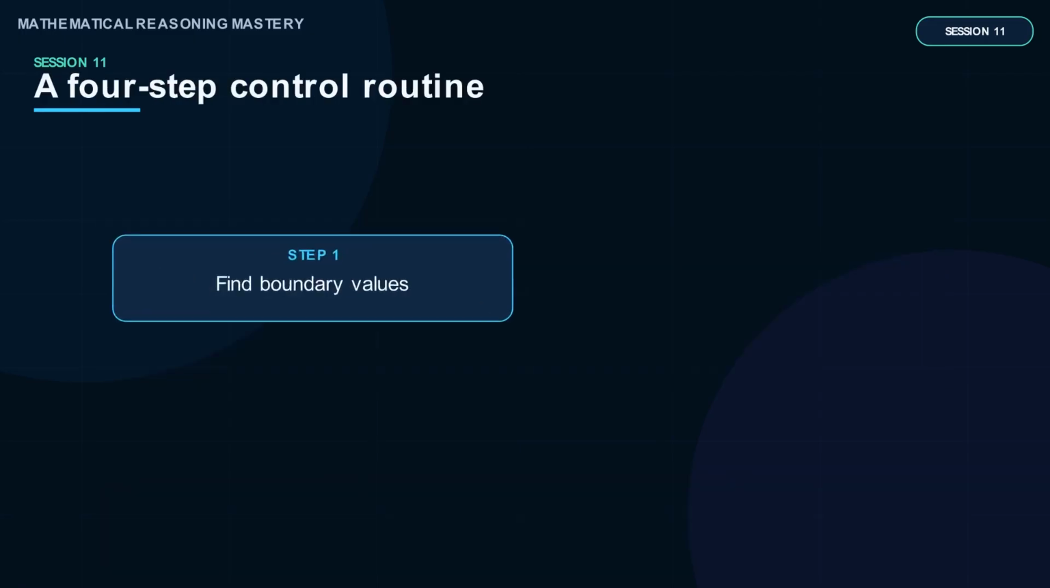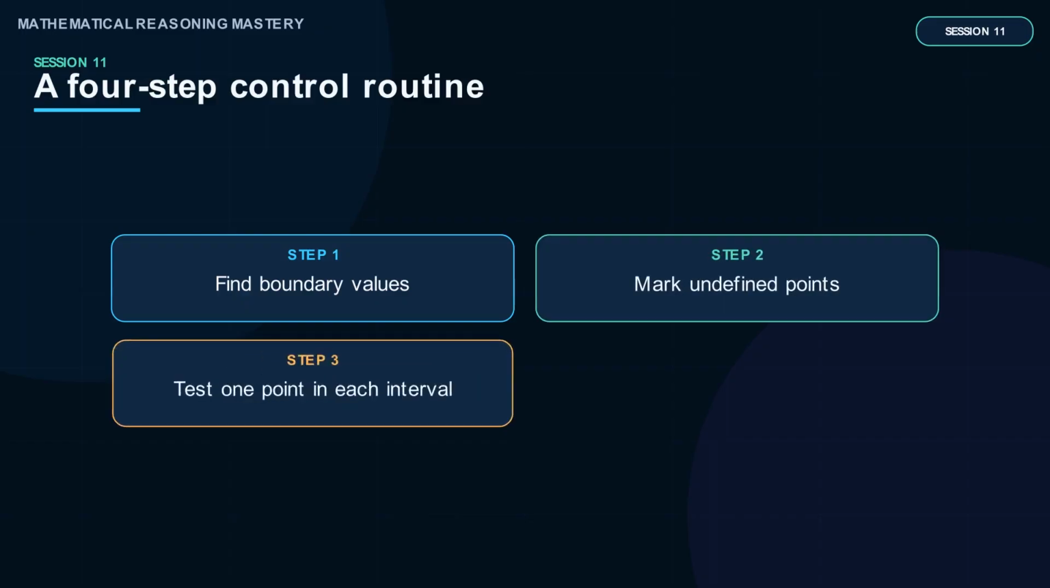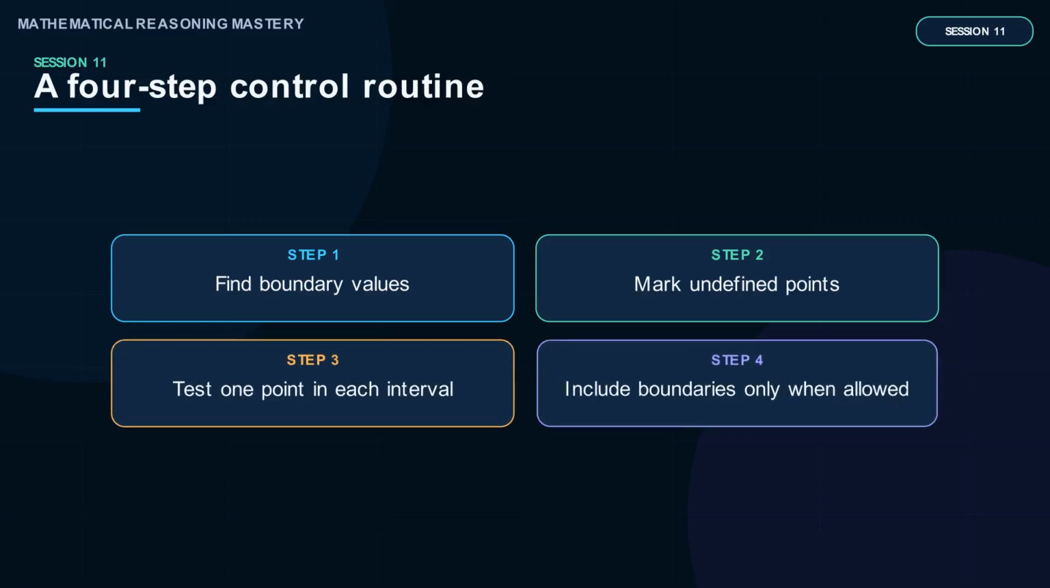Step 1. Find boundary values. State the target and preserve its units or conditions. Step 2. Mark undefined points. Use a separate line so signs, factors, and labels remain visible. Step 3. Test one point in each interval. Keep the reasoning efficient, but never skip an operation that could hide an error. Step 4. Include boundaries only when allowed. Verification is part of the solution because it tests the answer from another direction.